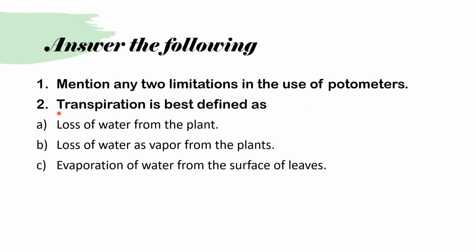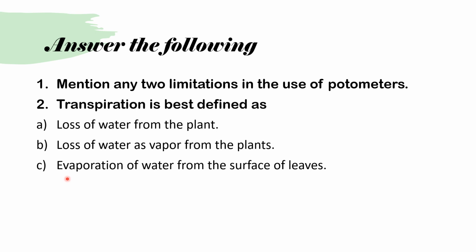Then another question, transpiration is best defined as. Here they are giving three options. You can choose the best one. First option, loss of water from the plant. Here from the plant means roots are also included, that's why we can't choose this. Second option, loss of water as vapor from the plants. Here also roots are included, that's why we can't choose this. Then third option, evaporation of water from the surface of leaves. This is the best option. C we can choose as the answer.